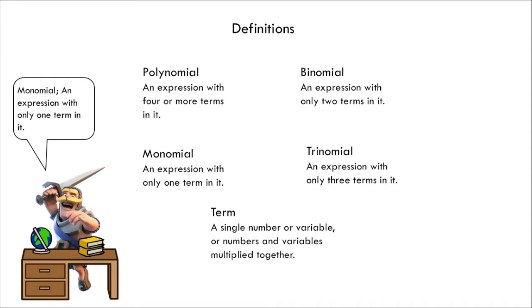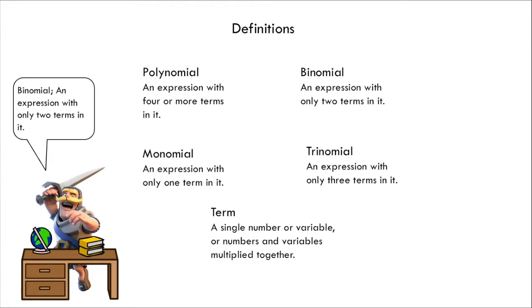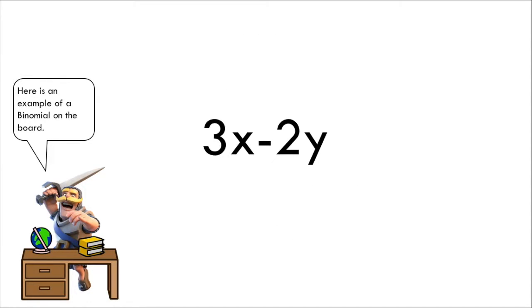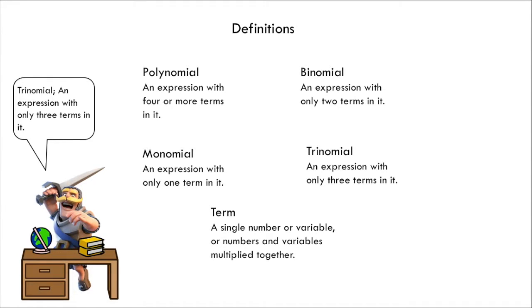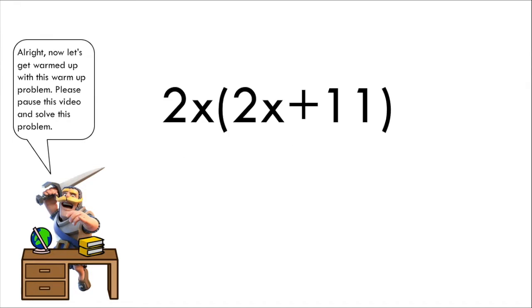Monomial, expression with only one term in it. Here is an example of a monomial on the board. Binomial, an expression with only 2 terms in it. Here's an example of a binomial on the board. Trinomial, expression with only 3 terms in it. Here's an example of a trinomial on the board.